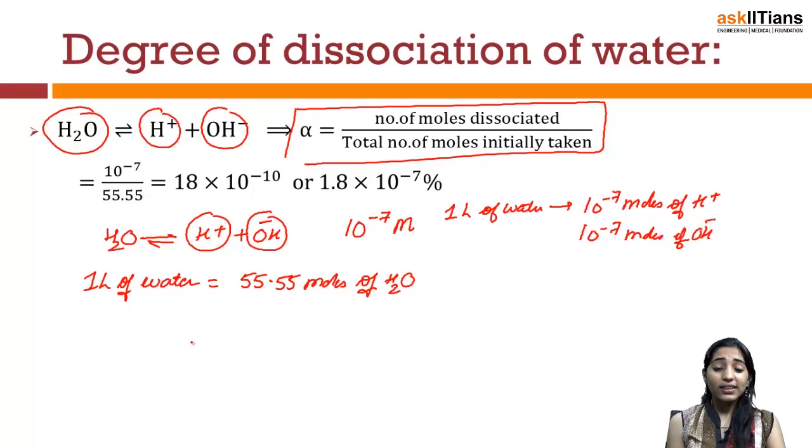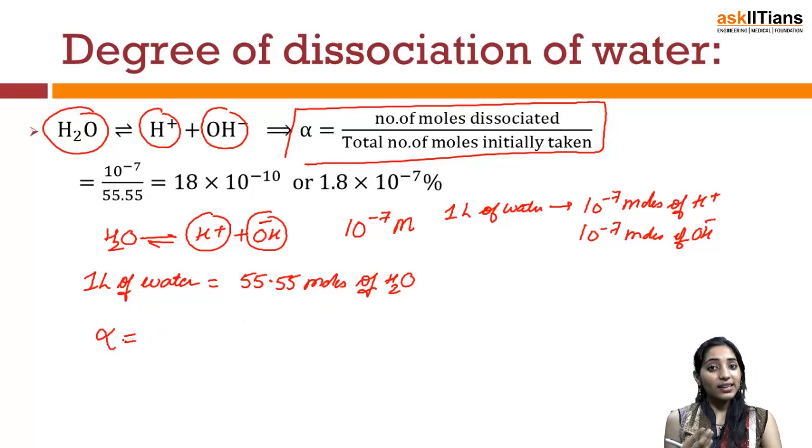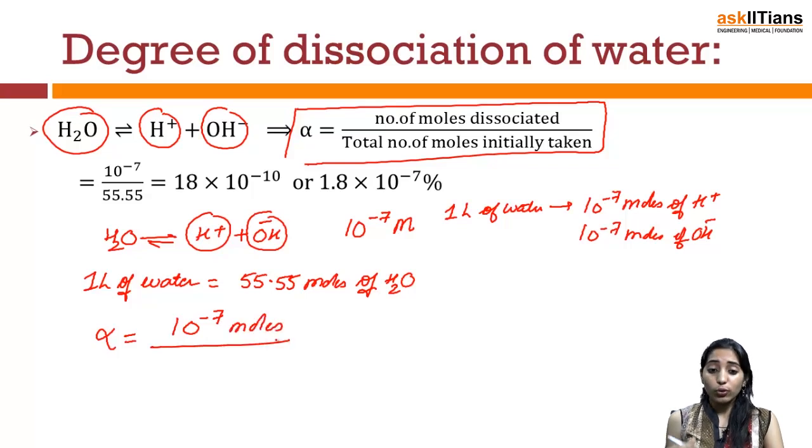Now to calculate the degree of dissociation of water, I'll say alpha is equal to the number of moles of water dissociated, which is nothing but equal to the number of moles of H positive present in the solution. So the value will be 10 to the power minus 7. These are the number of moles divided by the total number of moles of water which were initially taken in 1 liter. So the value is 55.55 moles.